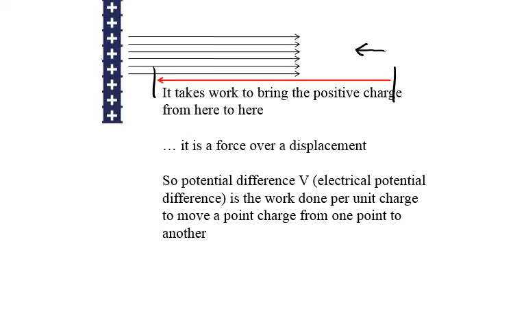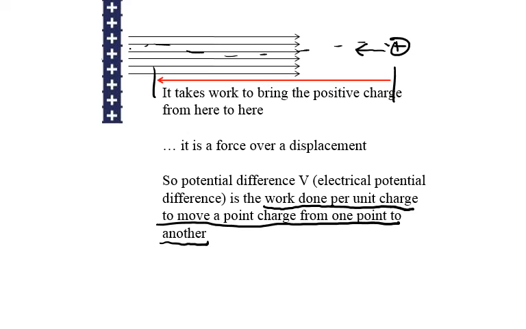And so when we define potential difference, or electric potential difference, it's the work done per unit charge to move a point charge from one point to another. So the work that it took to bring this positive charge from here over to here is, per charge, the potential difference. So we take however much work it took, and we divide it by whatever charge we have.